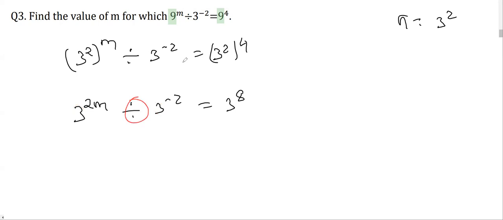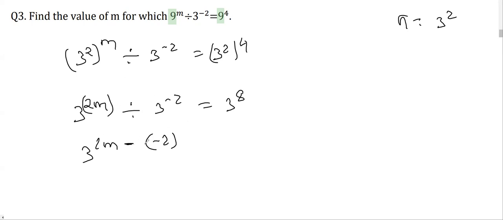And they are divided. So we know that when same bases are divided, the powers are subtracted. So it will be 3 raised to the power 2m. We'll give one subtraction sign, right? We have to subtract these two powers, this power and this power. So we'll write this minus this, right?